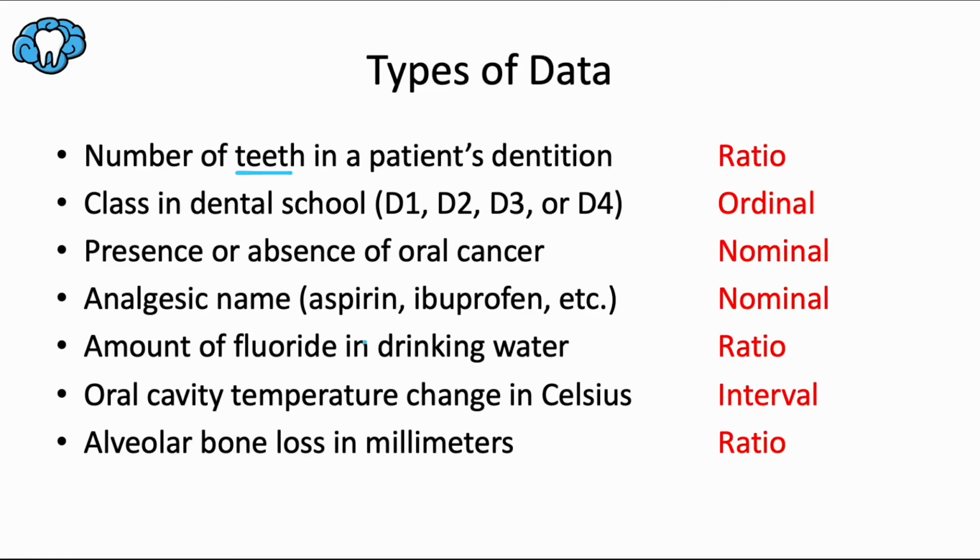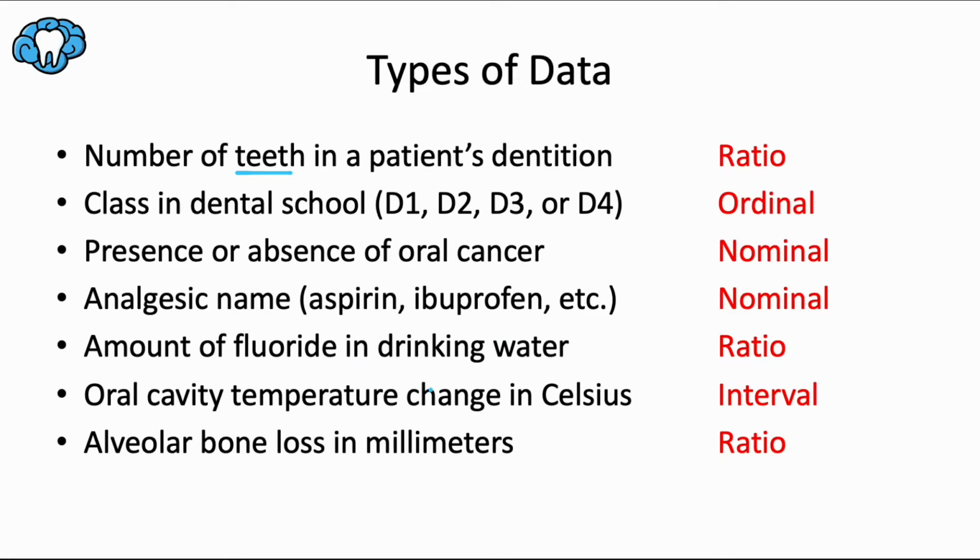The amount of fluoride in drinking water is a ratio variable because it is a continuous measurement, but also with a true 0 point. You could technically have 0 parts per million of fluoride, which means there's no fluoride in the water. And again, you can't go below that absolute 0. So this would be a ratio variable.